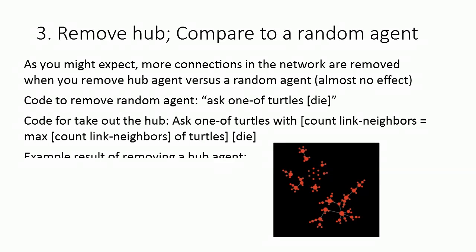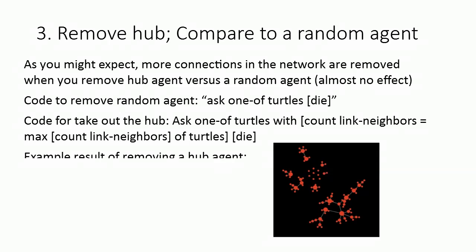Just for fun, of course, if you remove a hub, there's a lot bigger effect. So just experiment now using the command line. The code to remove a random agent just says ask one-of turtles to die. So that's real simple code. Just type that in and you'll see one of the turtles go. You can hardly tell that it happens if you've got a lot of nodes in your model. Now to take out a hub, one of the main hubs, the code uses that previous logic: ask one-of turtles with count of link-neighbors equals max, the same logic we described in the previous slide. Ask that one to die.